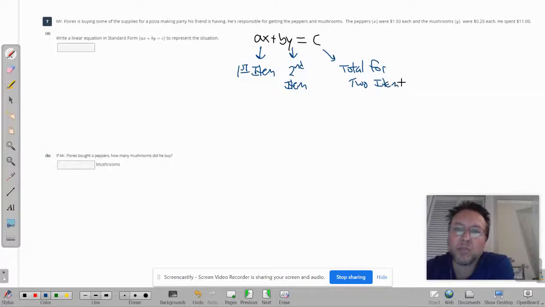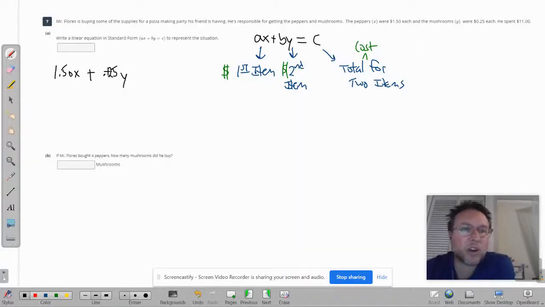Because we're talking about money here, this is going to be the cost of the first item, this is the cost of the second item, and then this is going to be the total cost for the 2 items. So how much is the first item? They're telling us to use X for peppers. So for peppers, we're saying there's $1.50 X, plus for the mushrooms is 25 cents, so 0.25.